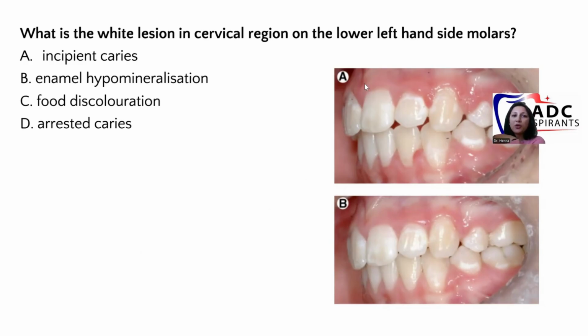What is the white lesion in the cervical region on the lower left-hand side molars? So now they've given you these pictures and they want to ask you, what are these white lesions that you see here, probably on these teeth, and they're particularly asking about the molars. So is it A, incipient caries, B, enamel hypomineralization, C, food discoloration, or D, arrested caries? If you know the concept, if you have that clarity that we discussed in the previous slide, it should be easy for you to answer this question.